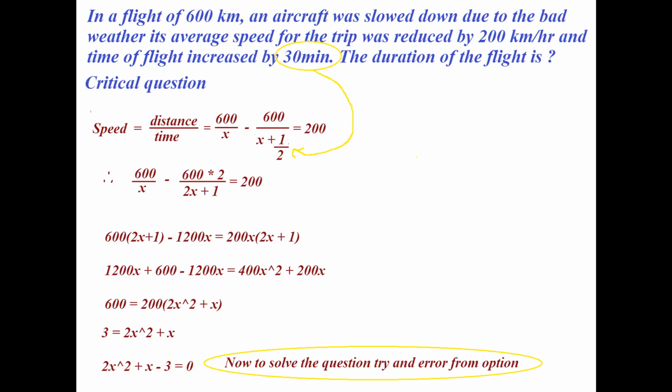1200x plus 600 minus 1200x equals 400x squared plus 200x. 600 equals 200 into 2x squared plus x. 3 equals 2x squared plus x. 2x squared plus x minus 3 equals 0. Now to solve the question, use trial and error from the options.